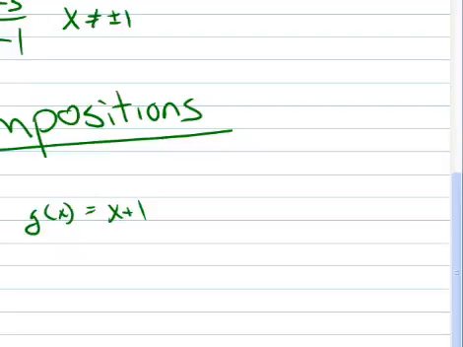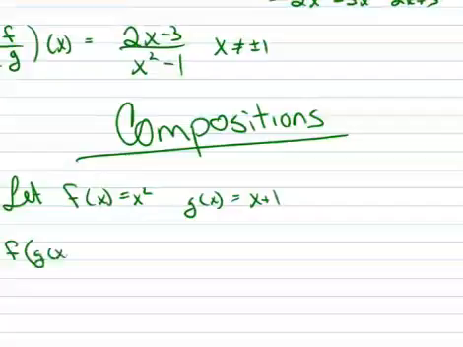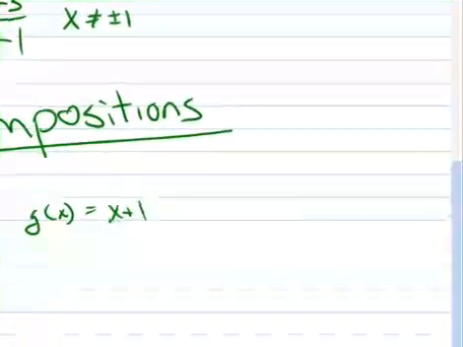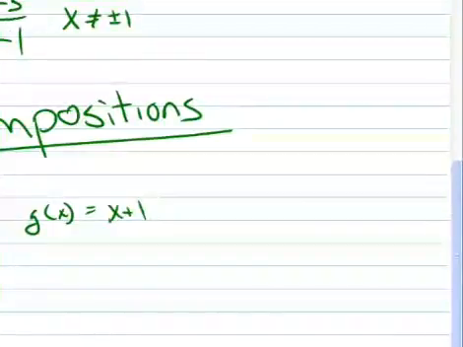So if I were to evaluate f of x, but instead of putting in x, I use g of x as my input, it would be the exact same thing as if I told you to find f of 2. You would put 2 in for x squared, and you would square it, and you would get 4. F of g of x means you take f and you put g of x in wherever you see an x.